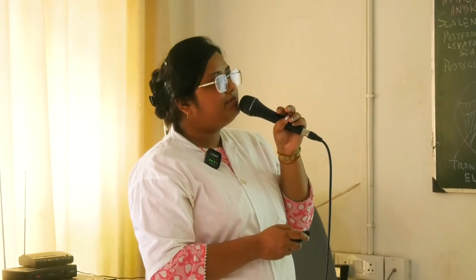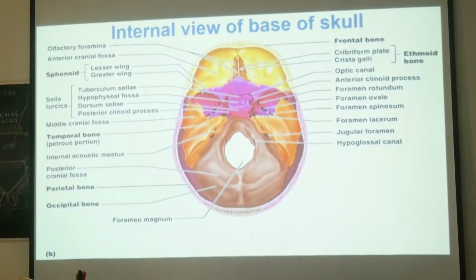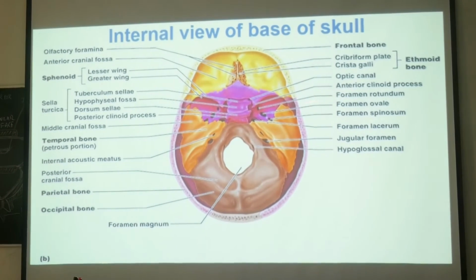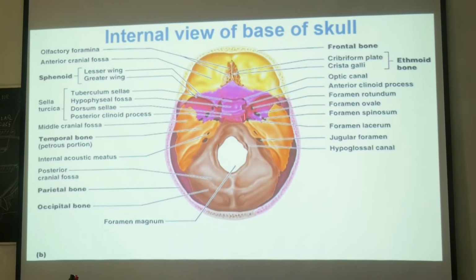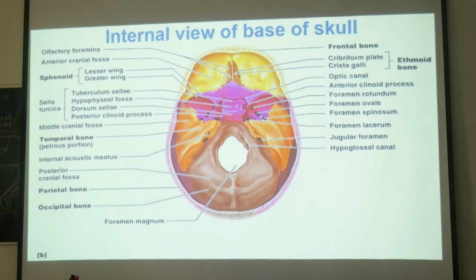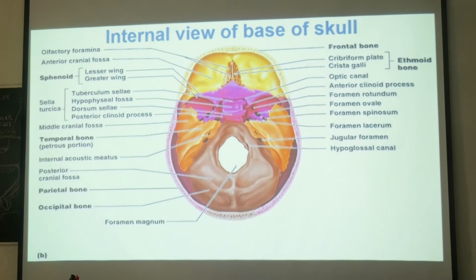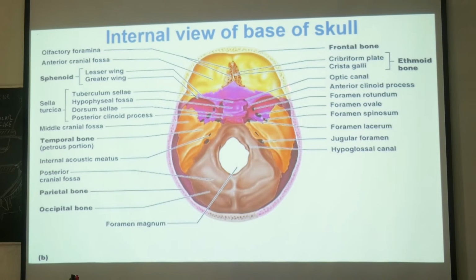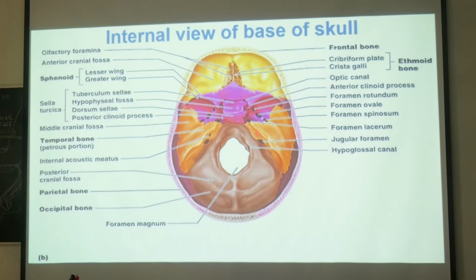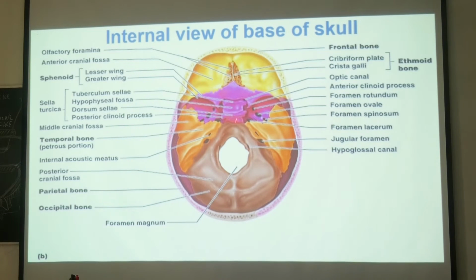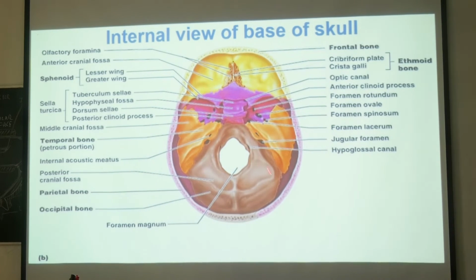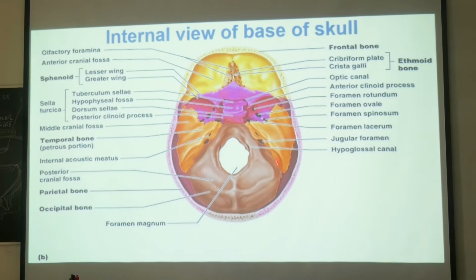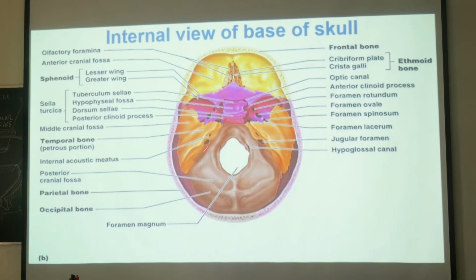After that, here in between the lesser and greater wing, here is the optic canal. Important foramens: optic canal gives passage to the optic nerve and ophthalmic artery. Then there are three foramens present. In front is foramen rotundum, then foramen ovale and foramen spinosum. Contents of which we will discuss. And here near the apex of the petrous temporal, here is foramen lacerum. And at the junction of occipital bone and the petrous part of temporal, here is the jugular foramen.